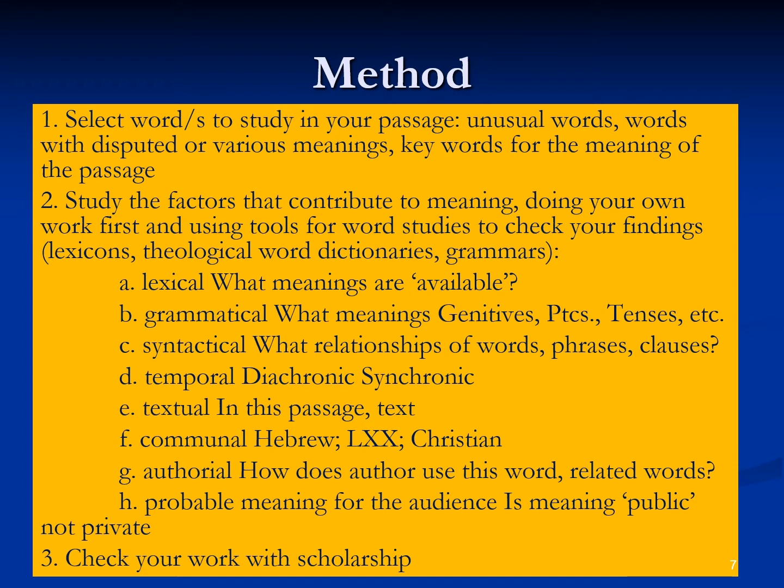What meanings are there for the genitives, for the participles, for the adverbial participles? What meanings are there behind the different tenses? What is an aorist? Is aspect or is time more significant for an aorist indicative? Then syntactically, we look at relationships. How do these words work together in phrases and clauses? How do the prepositions work with the nouns? How do the nouns work with the genitives that are attached to them, and so forth?